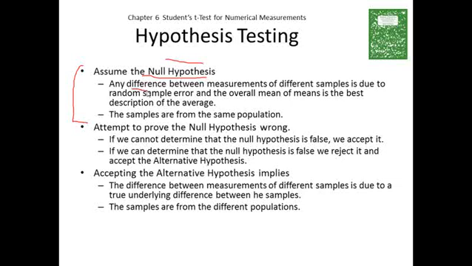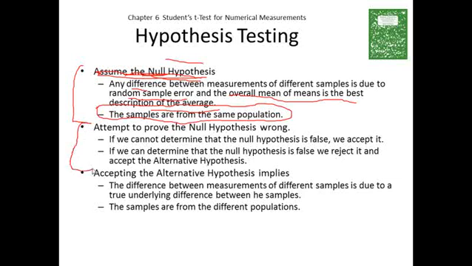And any difference between measurements of different samples is due to some random sample error. And the overall mean of means is probably the best description of the population average. So the null hypothesis assumes all the samples are from the same population. We're all the same. Now, we begin with that assumption, which isn't a bad beginning assumption, because we have many examples where it's definitely true.